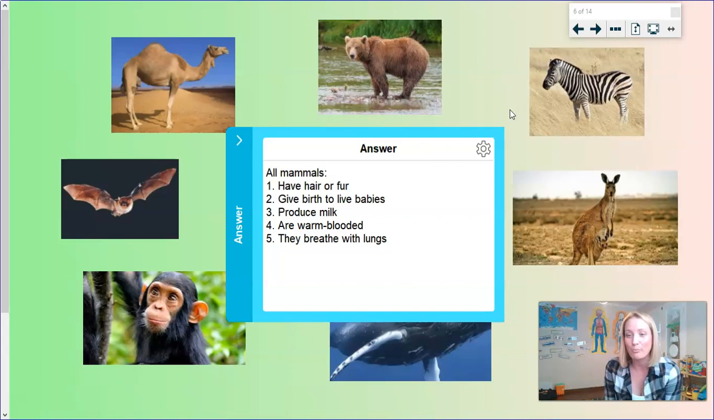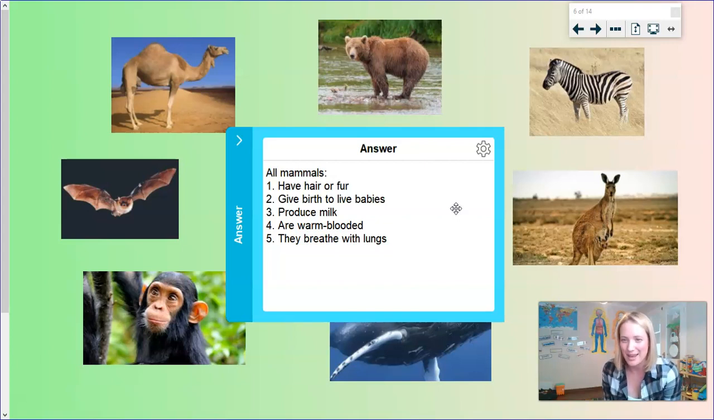We are warm-blooded creatures. Everyone on this screen is warm-blooded. And that's important. It probably links quite nicely to why we have hair or fur, because we need that layer on our skin to help insulate the heat that is being generated from within our bodies. And we breathe with lungs.